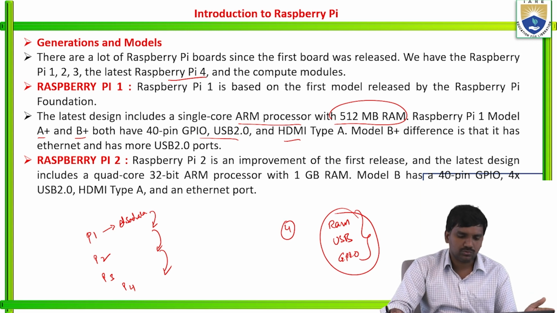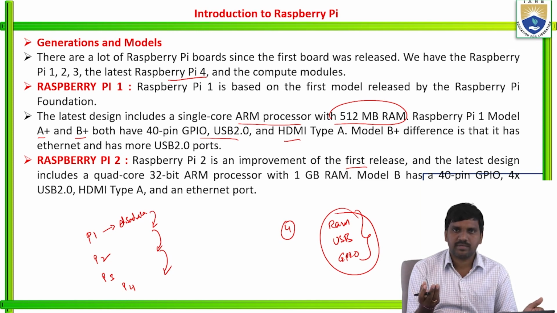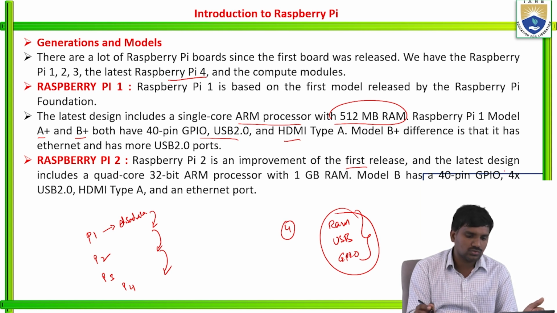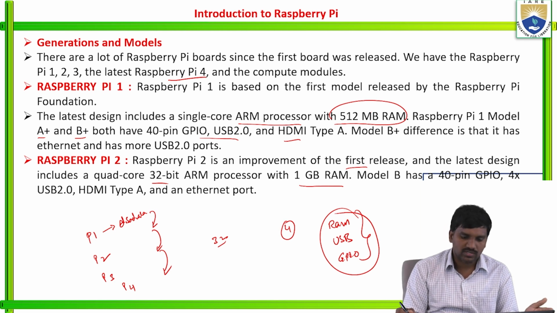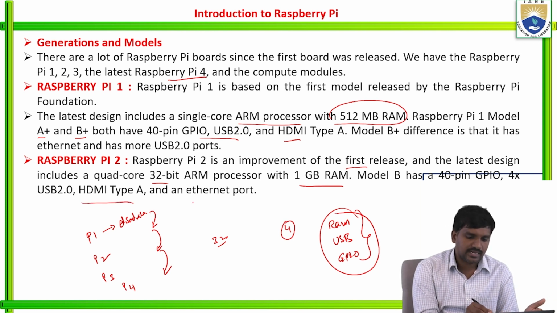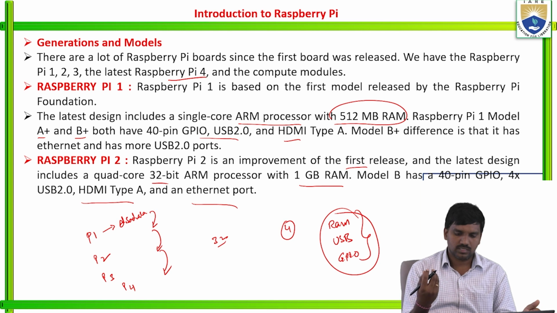Raspberry Pi P2 is an improvement of the first release. In order to overcome the limitations of Raspberry Pi P1, we go for P2. Here the latest design includes a quad core 32-bit ARM processor with 1 GB RAM, whereas P1 had only 512 MB RAM. Model B has 40 pin general purpose input output ports, 4x USB 2.0, HDMI Type A, and an Ethernet port. Some improvements have been added to the P2. So these are the first two models of Raspberry Pi.